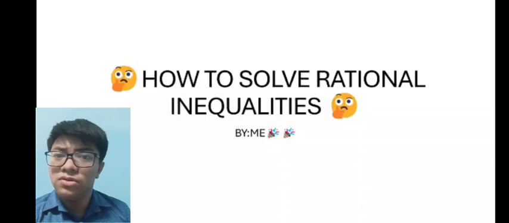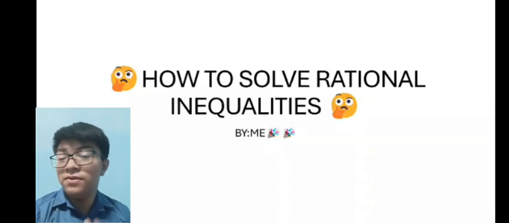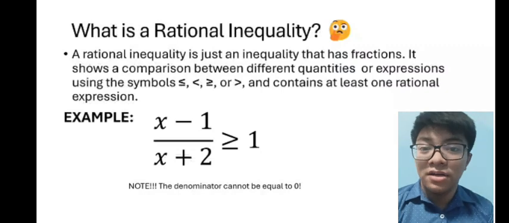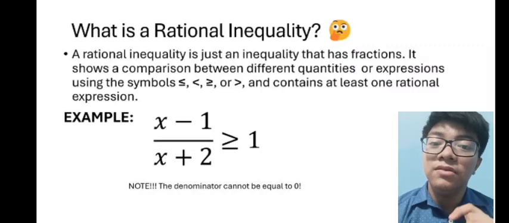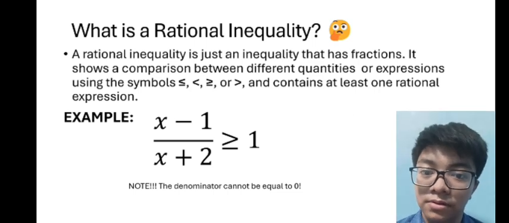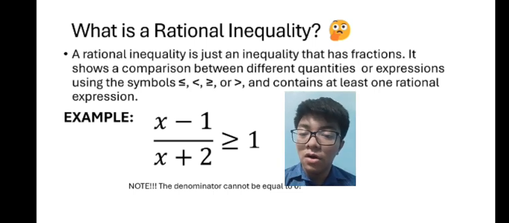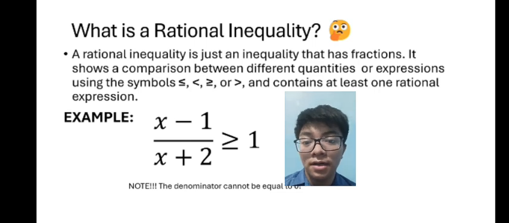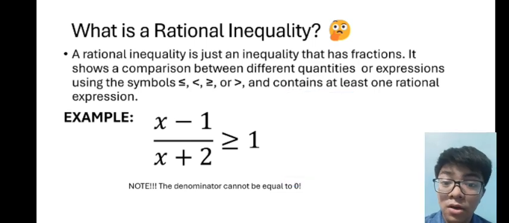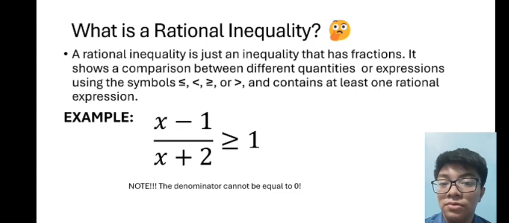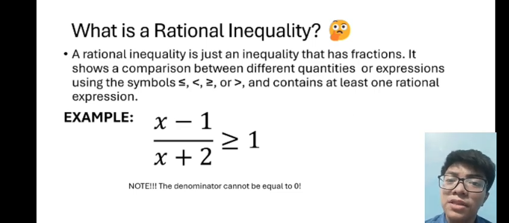So, how do you solve a rational inequality? But first, what is a rational inequality? A rational inequality is just an inequality that involves a rational expression. For example, x minus 1 over x plus 2 greater than or equal to 1. When solving, we're finding what values of x make the expression true. But remember, the denominator can never be 0.